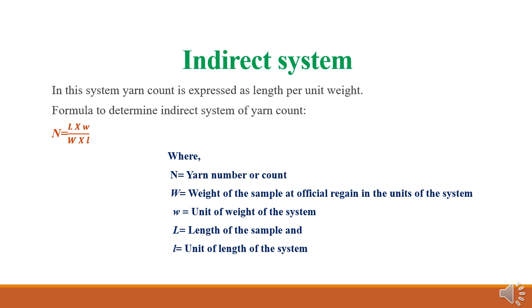The formula to calculate yarn count in this system is capital N equals capital L into small w divided by capital W and small l, where capital N is yarn number or count, capital W is weight of the sample at official regain in the units of the system, small w is unit of weight of the system, capital L is length of the sample and small l is unit of length of the system.